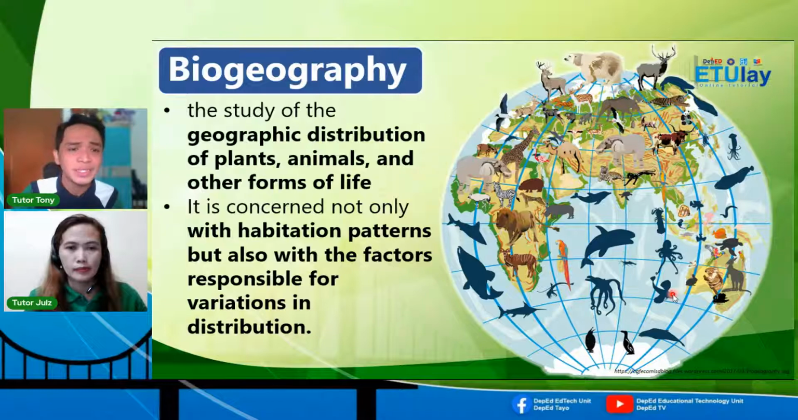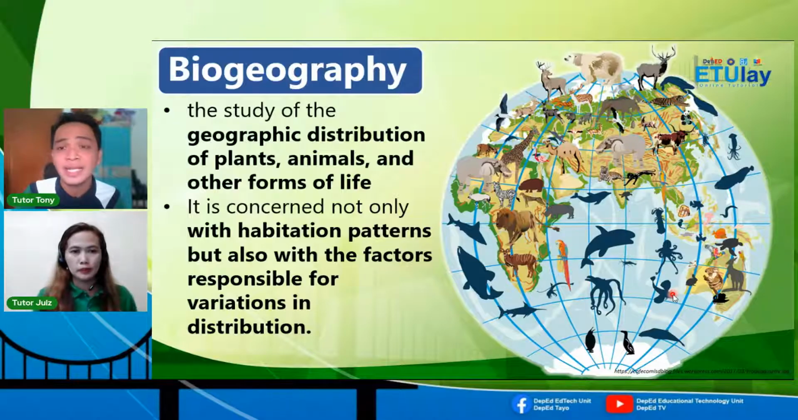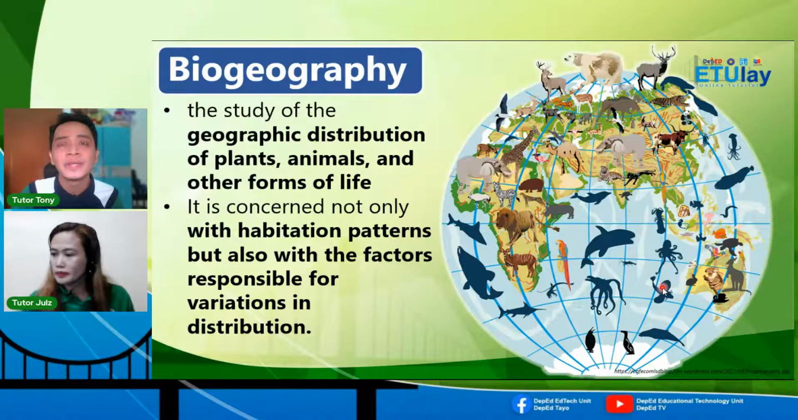And it is concerned not only with habitation patterns, pero are concerned din siya with the factors responsible for variations in distribution. Yung pinaglalaban ni Charles Darwin, di ba? Sabi ni Charles Darwin, evolution exists because there is variation among living organisms. And because of different geographic barriers, 'di ba?